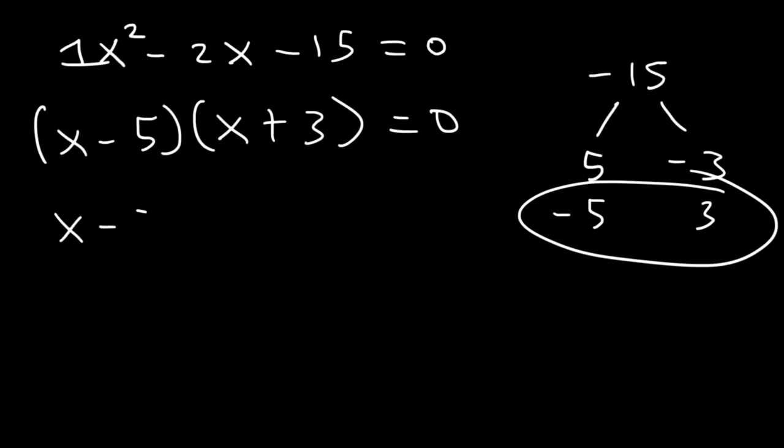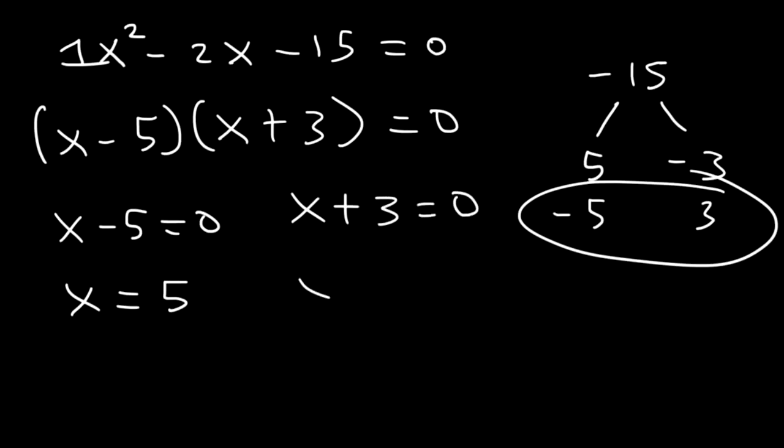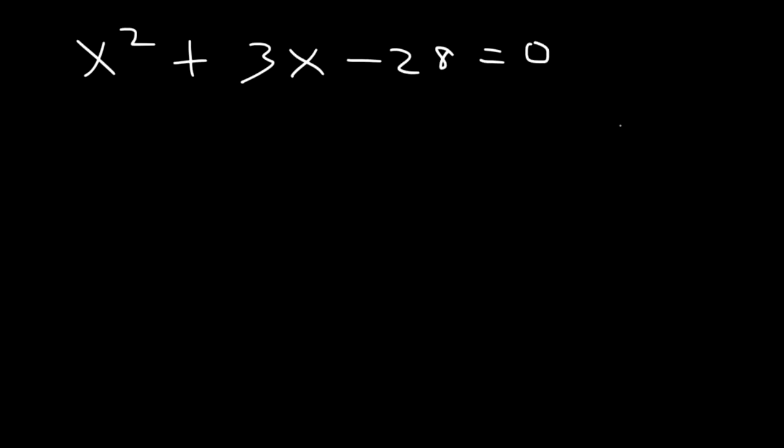So if we set x minus 5 equal to 0, x will be equal to 5. And if we set x plus 3 equal to 0, x will be equal to negative 3. Let's try another one like that. Let's say we have x squared plus 3x minus 28. So what two numbers multiply to negative 28 but add to 3? Go ahead and try it.